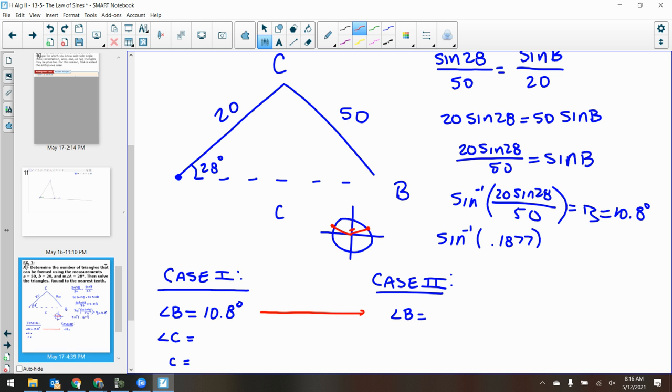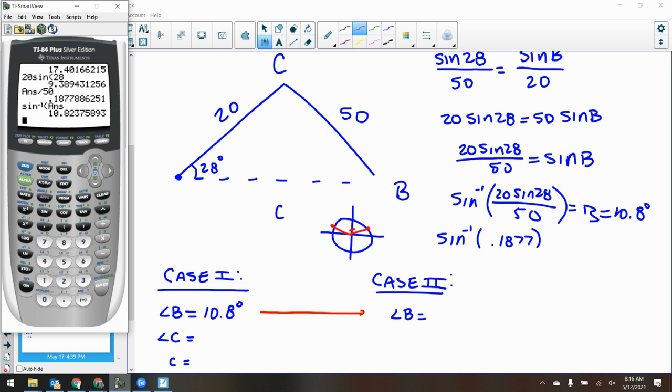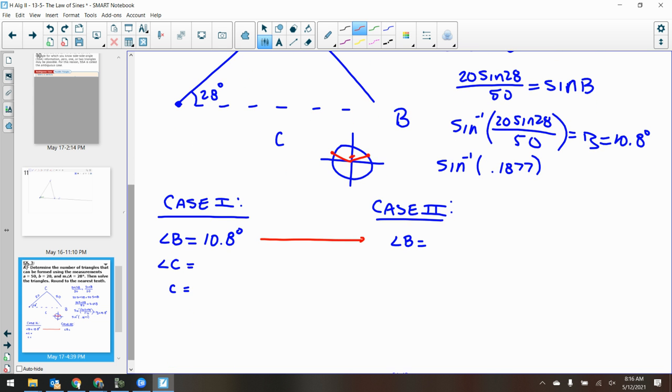10.8 is one of them. What's the other angle that has that sine value? 180 minus 10.8. The supplement of 10.8. So the other option for case 2 of angle B is 169.2.